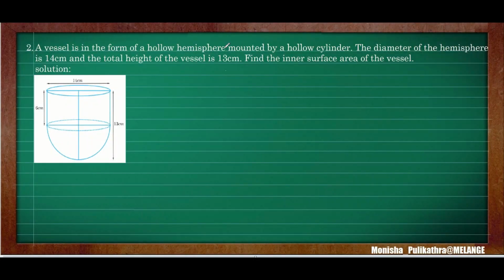The second question is, a vessel is in the form of a hollow hemisphere mounted by a cylinder. So the hollow hemisphere is mounted, meaning a cylinder has been attached to this hollow hemisphere. The diameter of the hemisphere, this is the diameter of the hemisphere, is the same as the diameter of the cylinder also, because both are attached to each other. The diameter of the hemisphere is 14 centimeter.